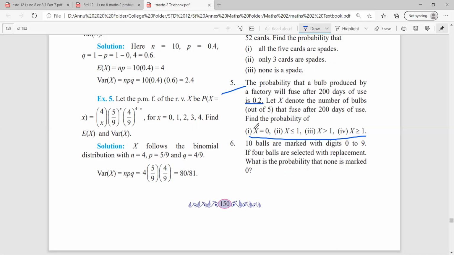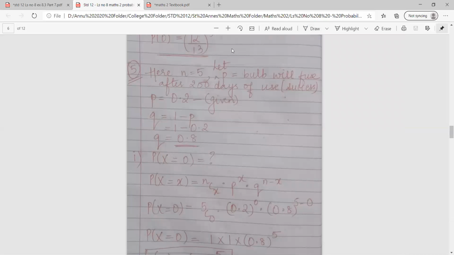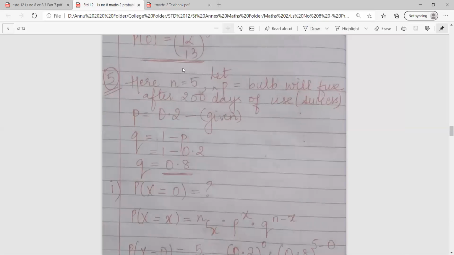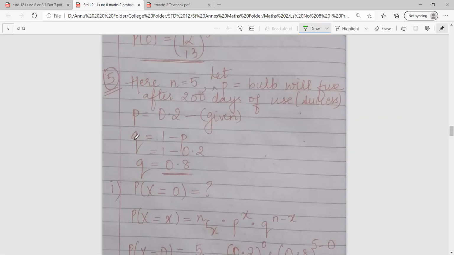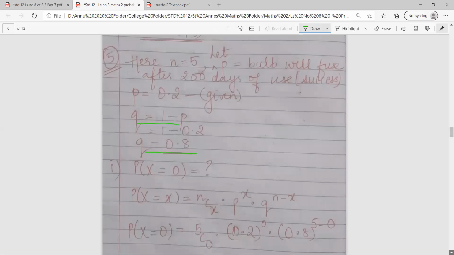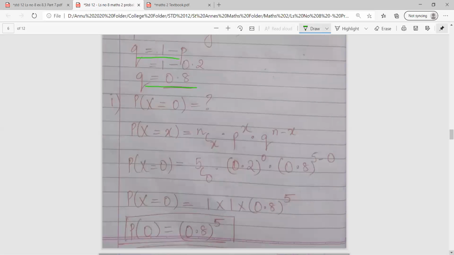Now once you know the 3 values, you have 4 conditions which you have to solve. So let's see how to solve it one by one. So here is the sum. Here N is 5. Let P be bulb which will fuse after 200 days of use to be a success, which is given to be 0.2. Then after that you can get the value of Q, 1 minus P. So Q is 0.8. Now they have told to find out probability of X to be 0.